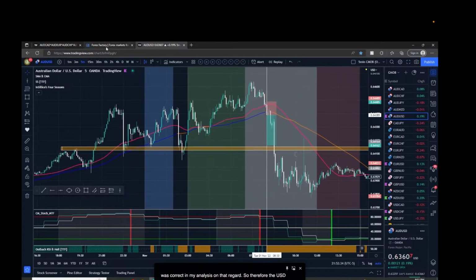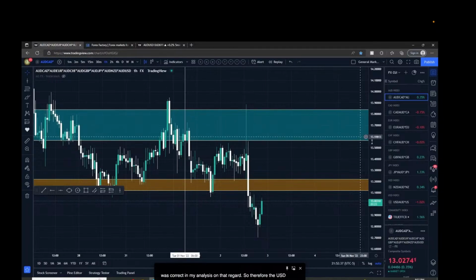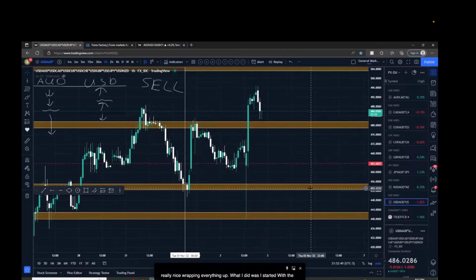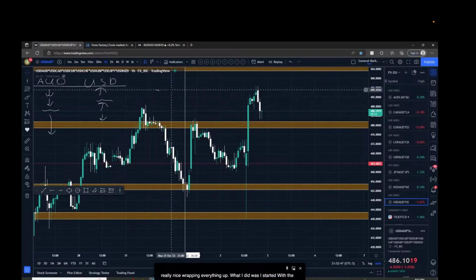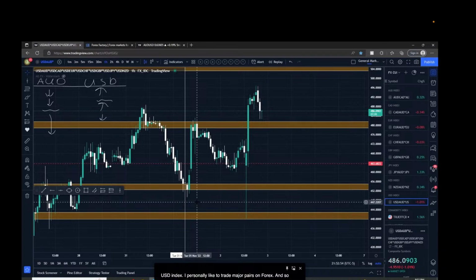Wrapping everything up, what I did was I started off with the USD index. I personally like to trade major pairs on Forex, so what I'll do here is start on USD and see the direction where USD is going. Is it going up or is it going down? If it's going up, then I'll have my bias to look at the other 7 Forex ETFs, and I want to see them going down to see an economic divergence.